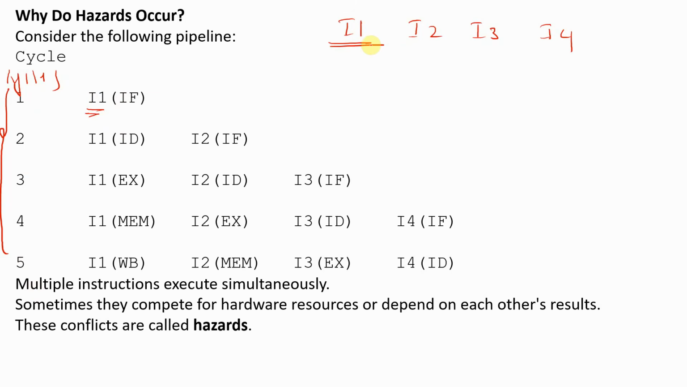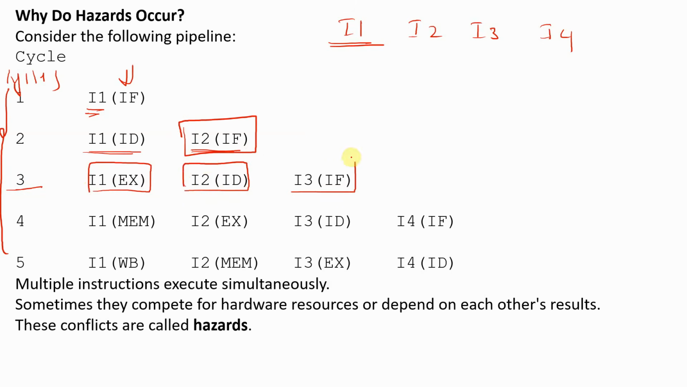Let's say the first instruction is fetched in cycle number one. Now, in the second cycle, I'm going to decode the instruction that was fetched, and at the same time, I'm also going to fetch the second instruction. In the third cycle, I'm going to execute the first instruction, decode the second instruction, and fetch the third instruction. This process we have seen on the screen. This is known as pipelining, and here multiple instructions are executing simultaneously.